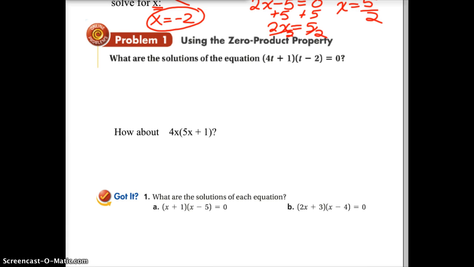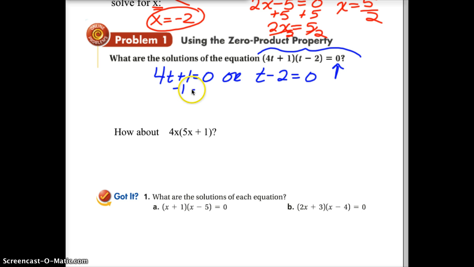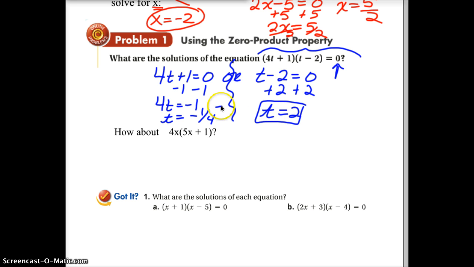Now notice, these are already factored, which makes it easy. If 2 factors multiply to equal 0, then either the first factor is 0 or the second factor has to equal 0. And we just solve them separately. We subtract 1, we get 4t is equal to negative 1, and then we divide both sides by 4, and we get t is negative 1/4. If that's not 0, then this has to be 0. And we get t is equal to 2. Either one of these answers will result in a product equal to 0.